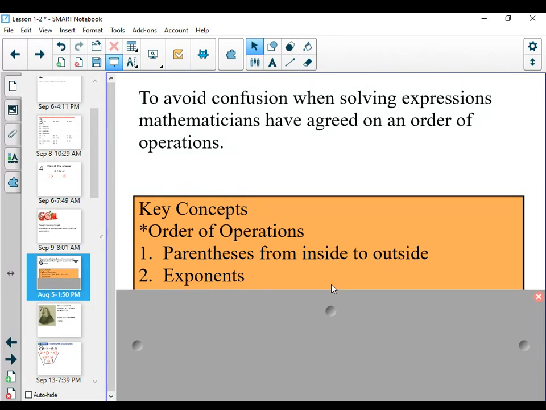Number 2, exponents. No twist on exponents yet. We will actually get to exponents in chapter 4, a lot of exponents. So right now we're just remembering what an exponent is, and lucky for us, we can kind of skip step 2 for a couple weeks. It's there, we're just skipping it.